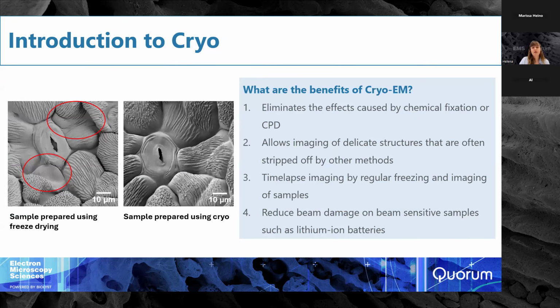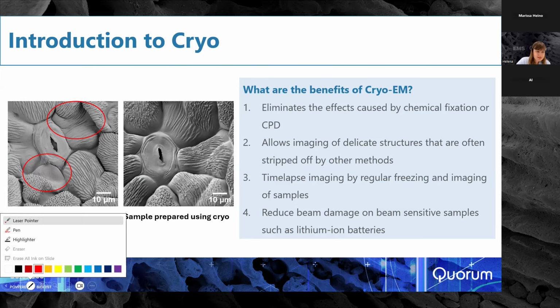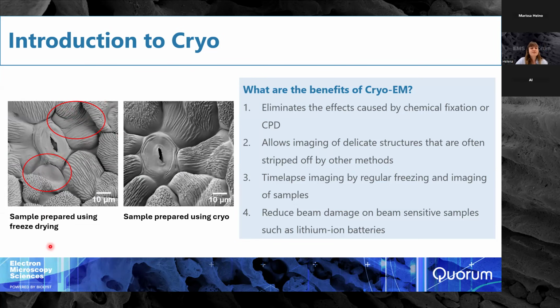There are a few benefits associated with cryo-electron microscopy. The first is that it eliminates any artifacts associated with chemical drying, critical point drying, and freeze drying. There's a really nice example of this on the screen. I'm just going to get my laser, where we can see with our freeze drying, we are seeing these artifacts where the structure has collapsed. Whereas when we're looking at our cryo-prepared sample, we're able to maintain the structural integrity of this stomata.